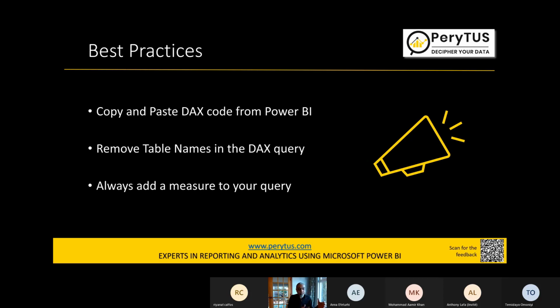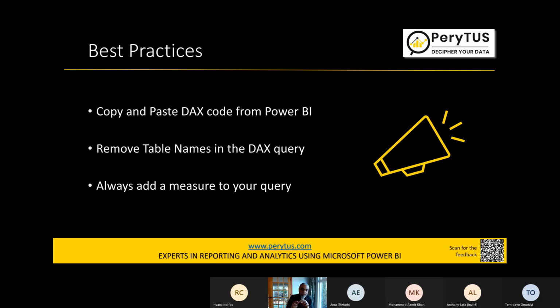As I said, best practice: copy and paste DAX code from Power BI. You can visualize the data in Power BI Desktop through Performance Analyzer, get the query, and then paste it in your Paginate report. Remove table names in the DAX query. It's a best practice that when you are using measures in your queries, don't put the table name next to them, because the measures are global to the model. They can be anywhere in the model. But when you use the DAX query from the Power BI Performance Analyzer, it puts the table name next to the measure. So I would remove that and then use that in a Paginate report.